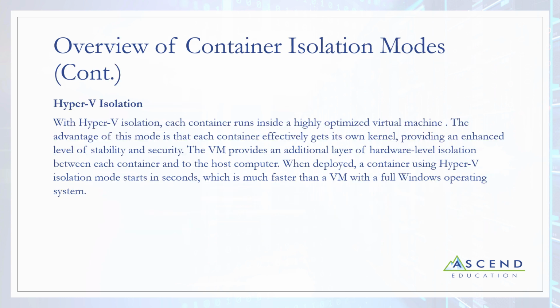The other option is Hyper-V isolation. Now, this should not be confused with a traditional Hyper-V virtual machine. With Hyper-V isolation, the containers run inside their own highly optimized virtual machines. They're very tiny, very lightweight, easily moved. So the advantage of this mode is that the container gets its own kernel. So the original container, they share a kernel. This one gets its own.